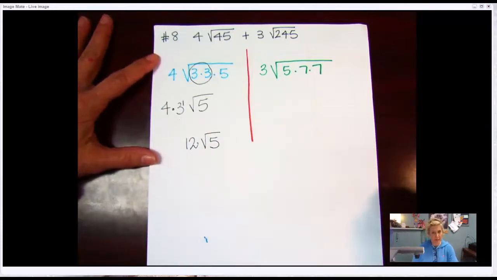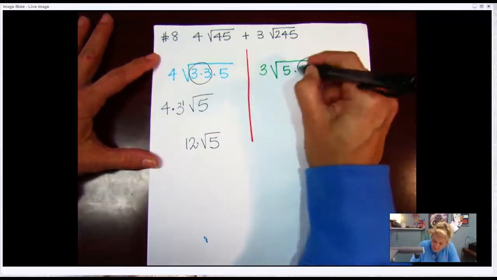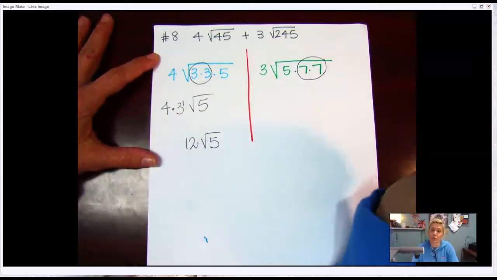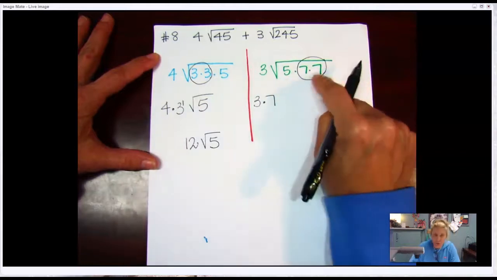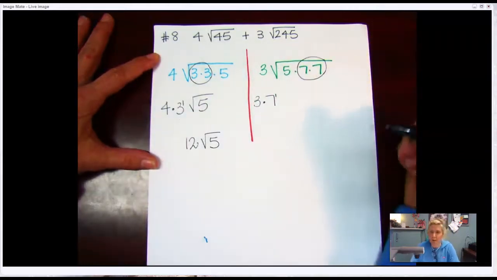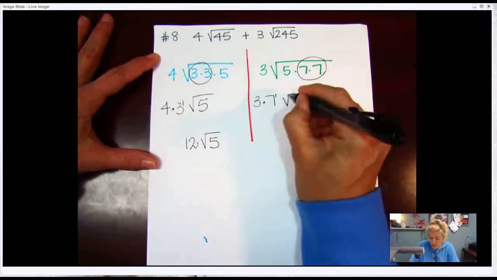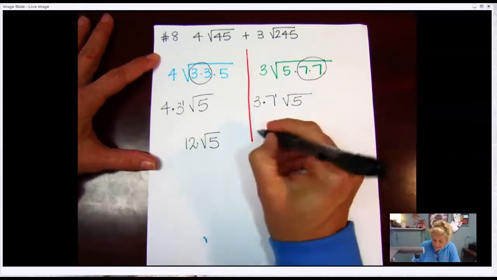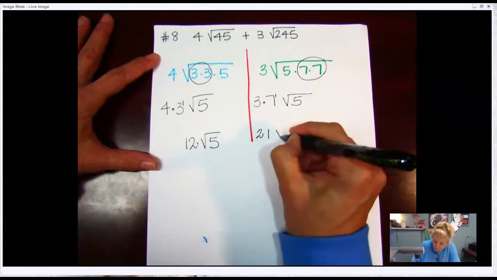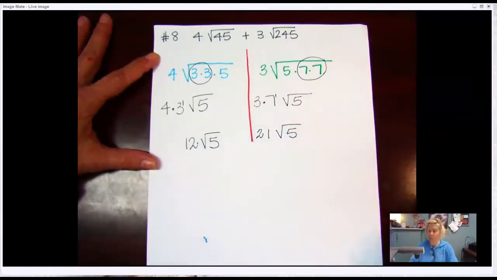Let's do the other side. For the other side, I have a pair of 7's. I drew a circle around a pair of 7's. So it's going to be 3 times 7. I drew 1 circle. This is to the 1st power. The only thing remaining underneath the square root symbol is a 5. So I'm going to multiply these together. So now I have a +21 square root of 5.